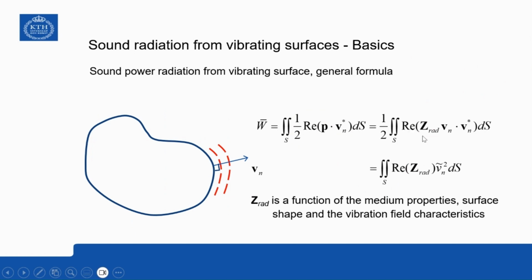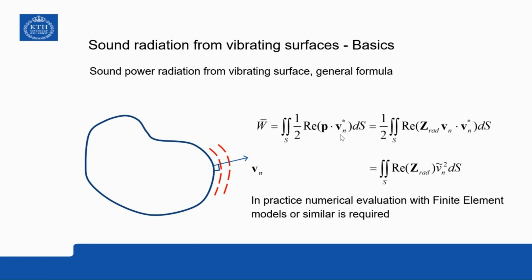This radiation impedance is, of course, a complex function of the properties of the medium outside, and also the surface shape and the vibration field characteristics. If it's torsion waves, bending waves, or other types of waves, this has a great influence on the radiation impedance. So in practice, this is a very difficult problem, and we have to use finite element models or similar numerical methods to calculate the radiated sound power. But in some simple cases, we can do it manually by hand.